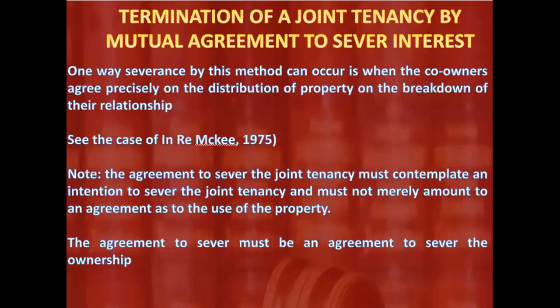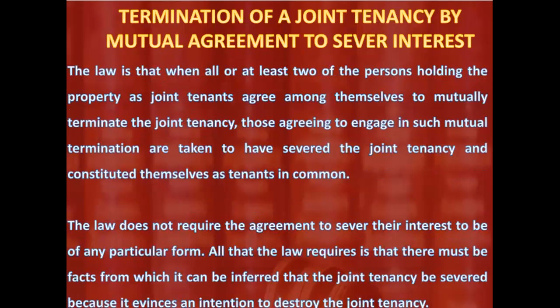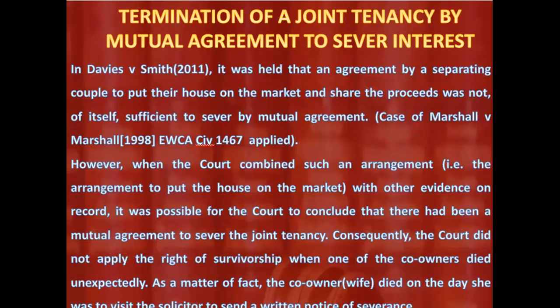The court noted that an agreement by a couple who own property as joint tenants to put their house on the market and share the proceeds was not in itself sufficient to sever the joint tenancy by mutual agreement. So that mere agreement to sell was not enough to say that the joint tenancy has been terminated. The court noted that there must be more. And in fact, in this case, the court realized that there was more evidence on record from which they were able to infer that the joint tenancy had been terminated. But what I want to point out to you in Davis and Smith is that the court noted that the mere agreement by the couple to put their house on the market and share the proceeds was not in itself sufficient to terminate the joint tenancy.